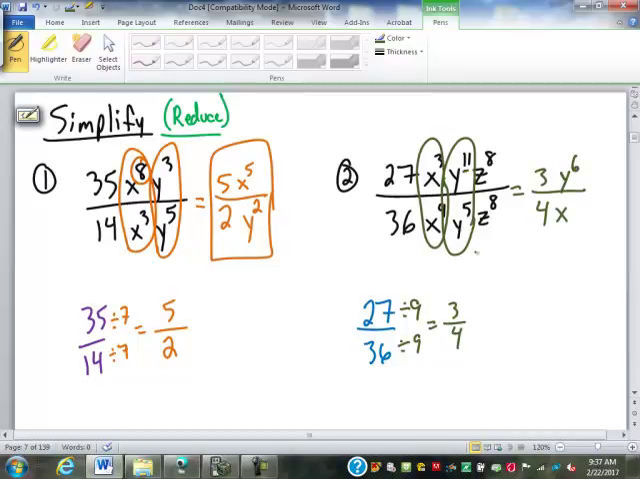What's going to happen to z? Same power. 8 minus 8 is 0, or z to the 8th over z to the 8th cancels out. So the z is gone. So we have 3y to the 6th over 4x. Any questions there?